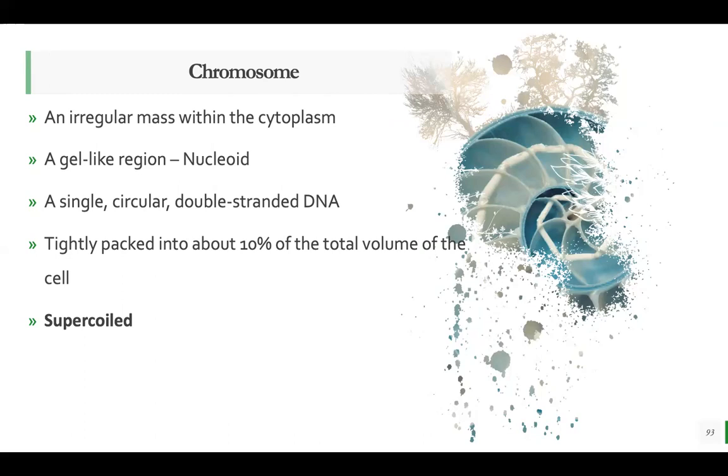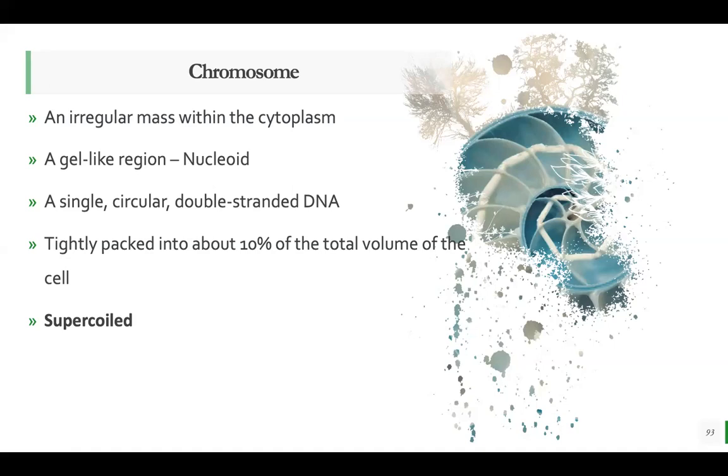Unlike the viruses, which may contain DNA as well as RNA, and some viruses which may have only RNA or only DNA, the bacteria have DNA, and more precisely, this DNA is double-stranded, circular and single, just one chromosome.